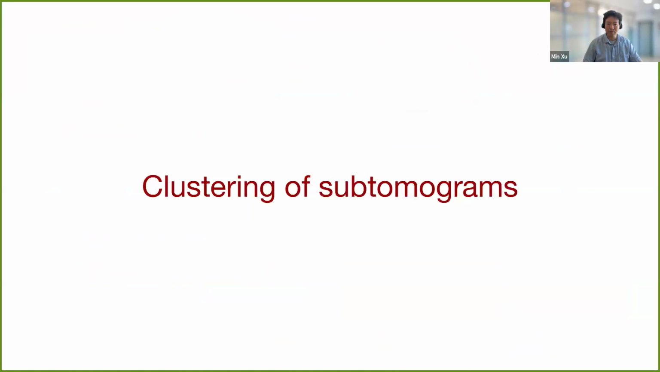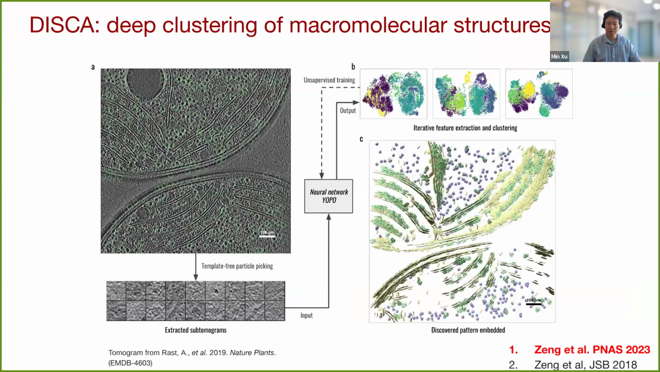In order to further reduce the amount of annotation needed, we have also explored unsupervised deep learning methods to classify subtomograms for clustering. Previously, we developed a number of deep learning methods to classify these 3D images. However, these methods are generally supervised methods. They cannot be directly used to discover new structure classes that do not exist in the training data.